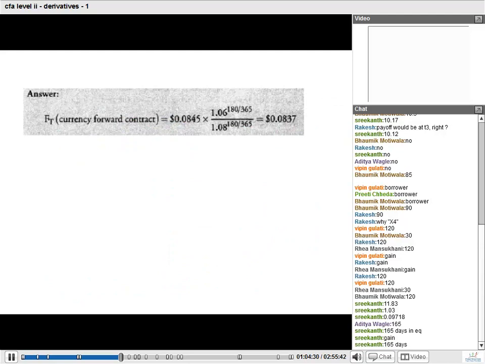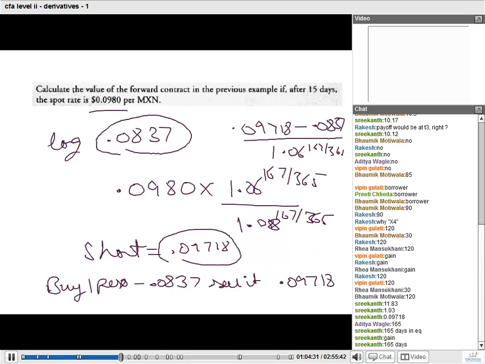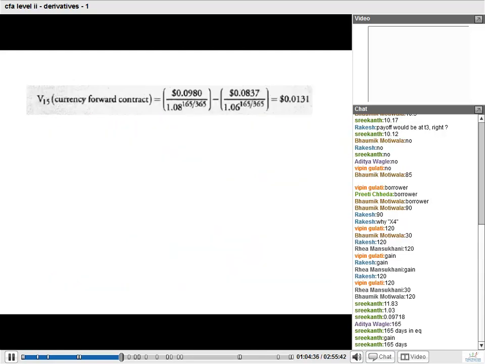It was a 180-day contract, so it will be 165 days, not 167. My apologies. So you solve it in the manner that we did, and you'll get to a dollar value of $0.0131.